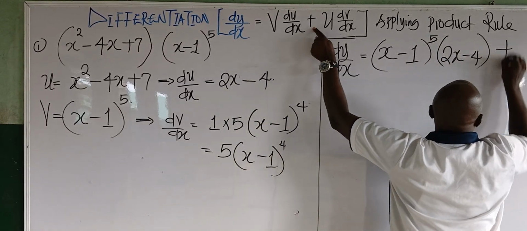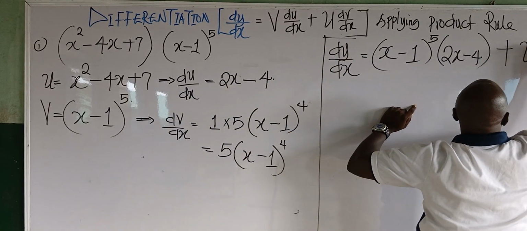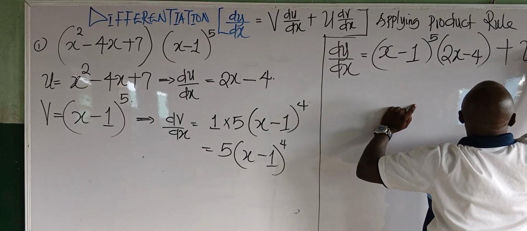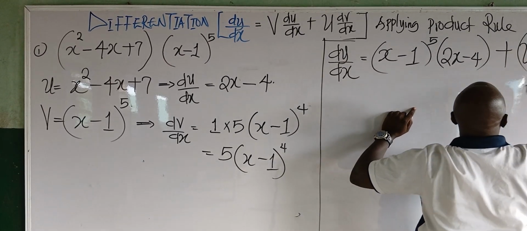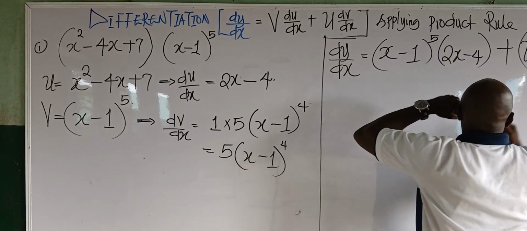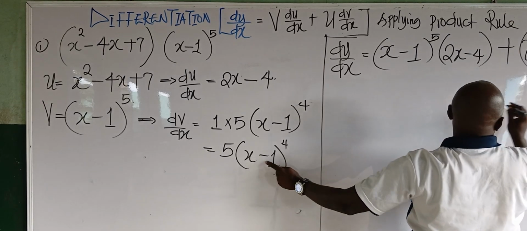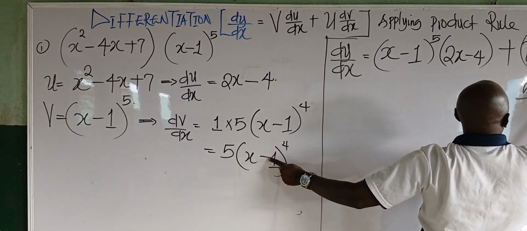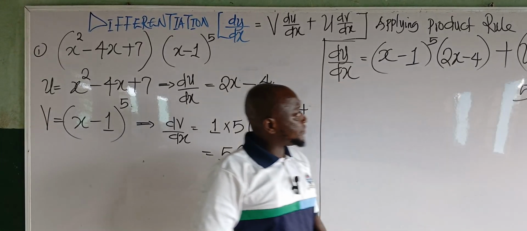Next, plus. Now, what is my u from the beginning? My u from the beginning is u squared minus 4x, then plus 7. That is my value for u. Next up, by the side of u, I have dv dx. So there's no space here, I'll just put it like this. What is my dv dx here? My dv dx here is now 5 into bracket x minus 1 all raised to the power of 4. So this is what I'm having here.